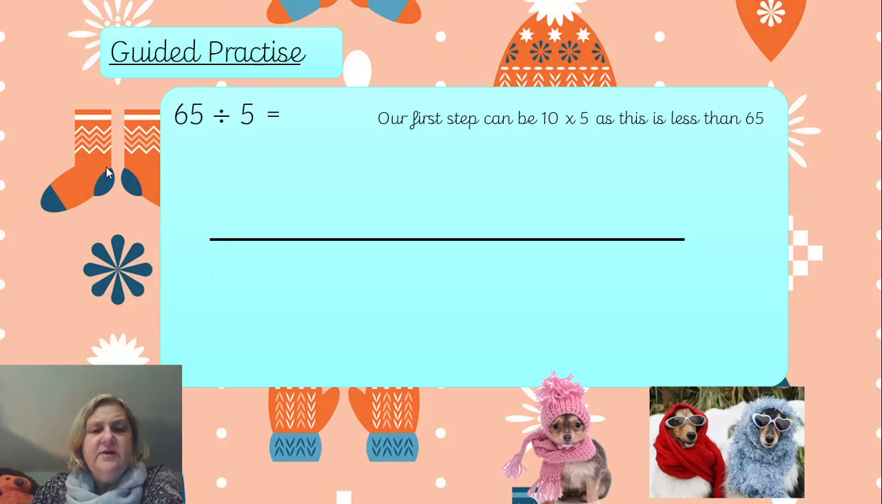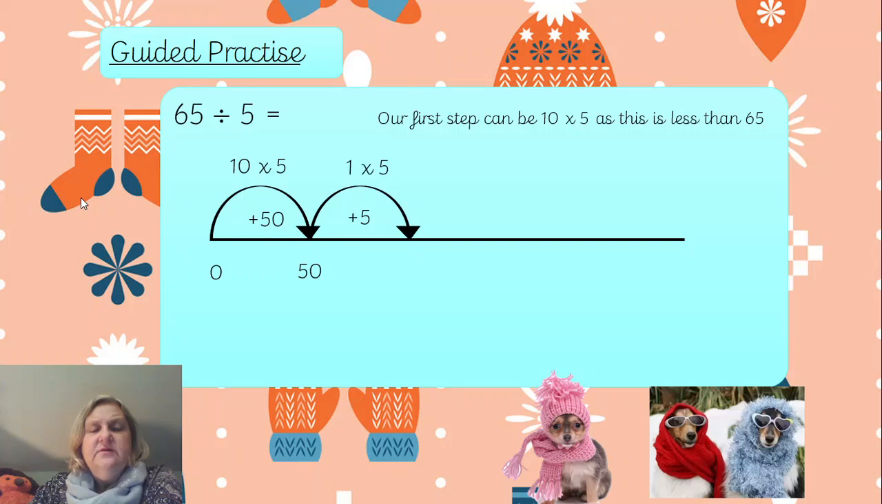So let's draw a number line. You can use a ruler for this today. Got a 0 on the end. Our first jump is going to be 10 lots of 5, which is 50, and it's going to land on 50. Then we can start doing 1 lot of 5. 1 lot times 5, and then we add the 1 step of 5 on. 55. Add another 5. 1 times 5 is 60.